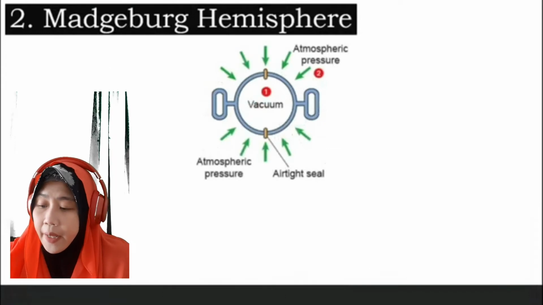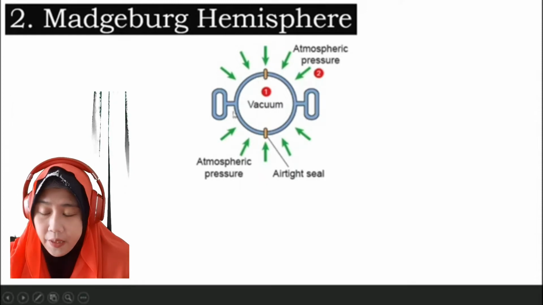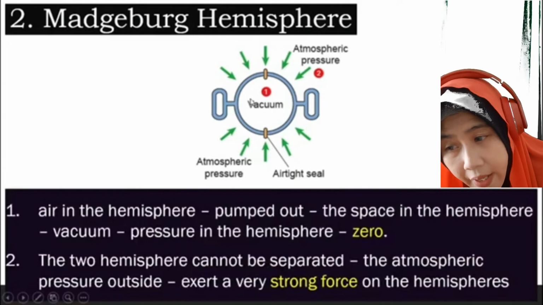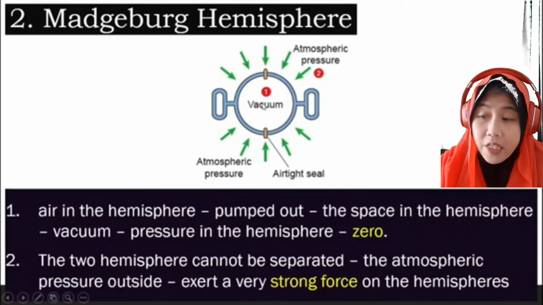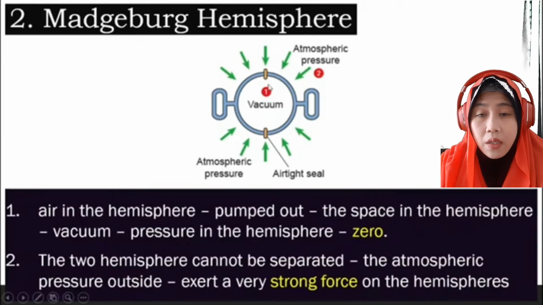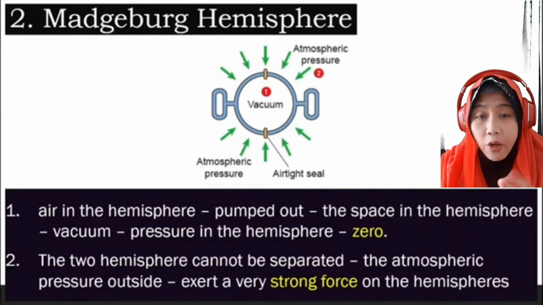Now let's look at the Magdeburg Hemisphere. What does hemisphere mean? It is a half of a sphere. You put the two hemispheres together, and you pump out the air inside. Look at this. It is pumped out. When it is pumped out, what happened to the pressure inside the hemisphere? It's zero, right? So meaning zero pressure. So these two hemispheres cannot be separated.